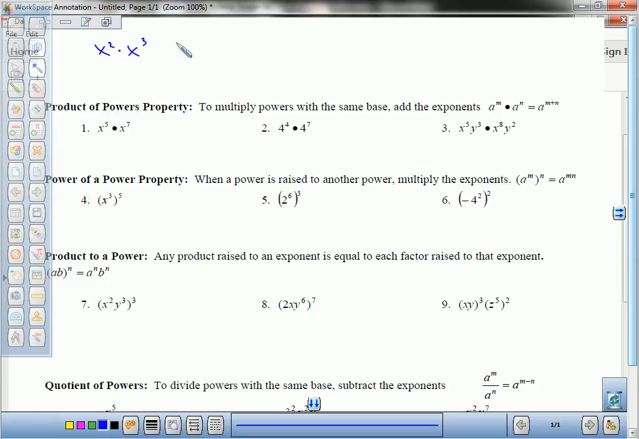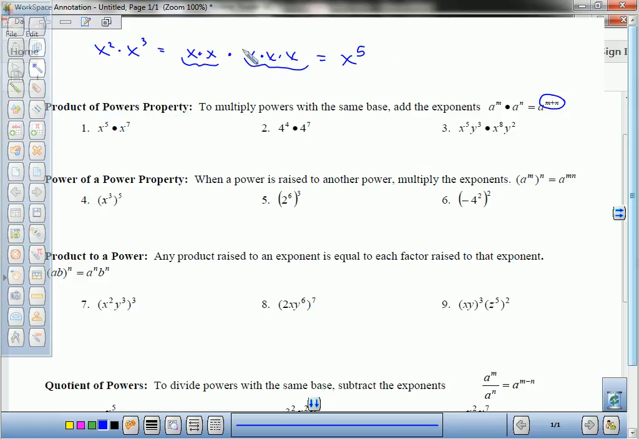Well, a power really just means repeated multiplication. So x squared really just means x times x. That's what x squared is. What x cubed is, x times x times x, right? So if we multiply both of those, how many x's are there? 1, 2, 3, 4, 5. So the shortcut is when you're multiplying like bases, you really just end up adding your exponents.